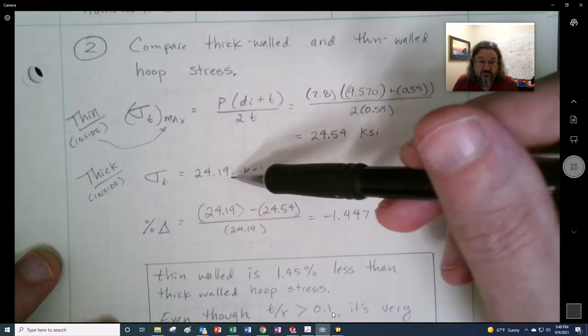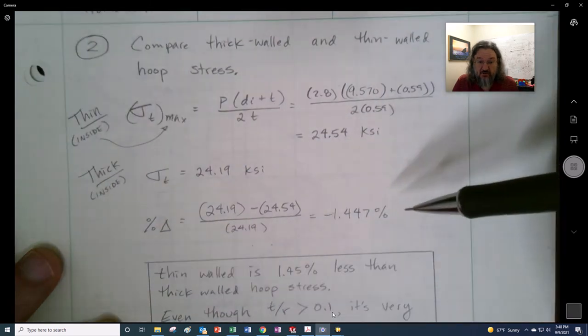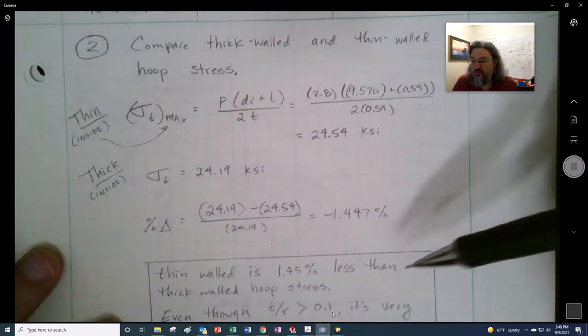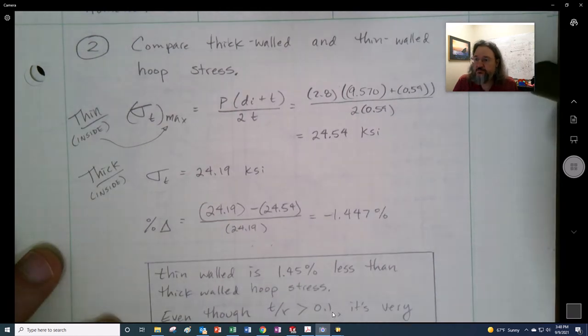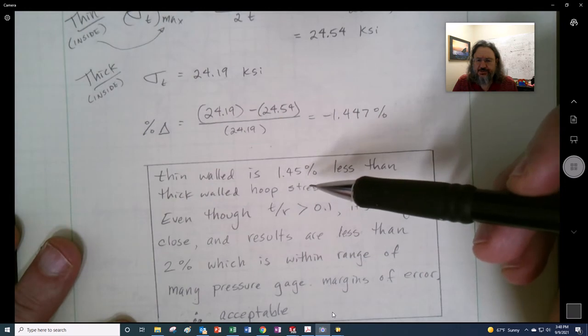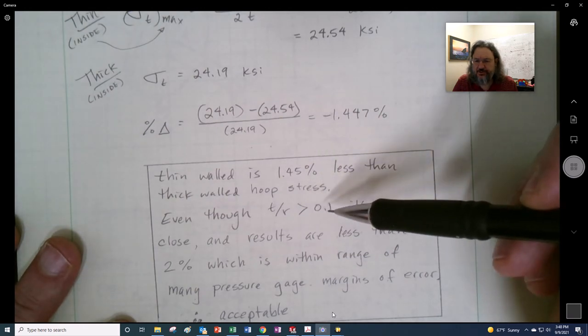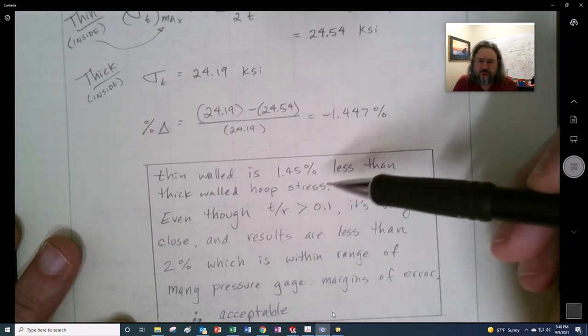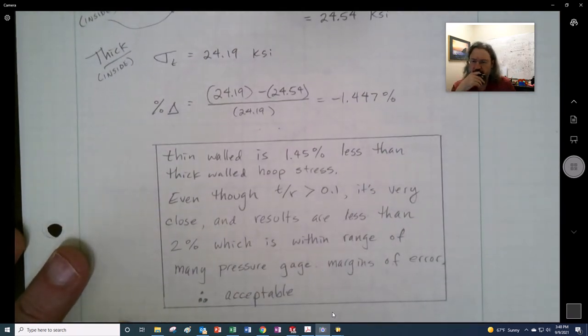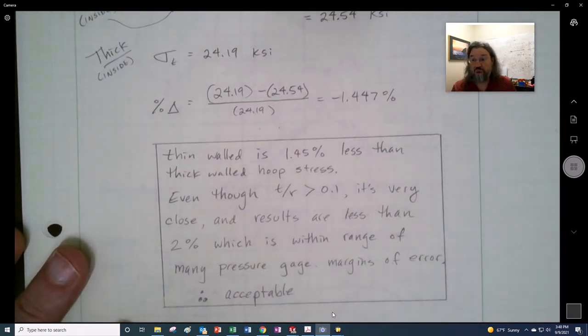And then the thick one, which we'll call, we got 24.19. That's only like 1.5% difference. That's not bad. It's not too bad. And even though we are just above 1%, is 1.45% acceptable? Now, this is a matter of opinion.